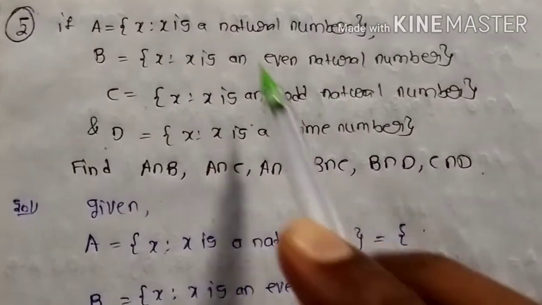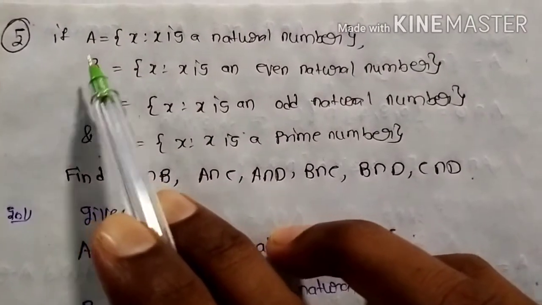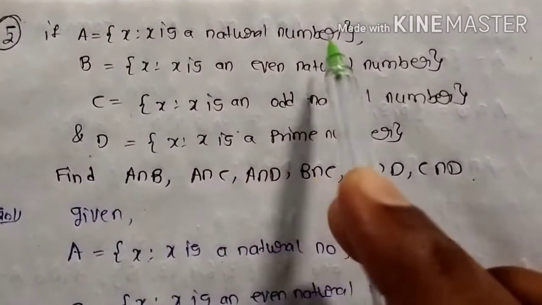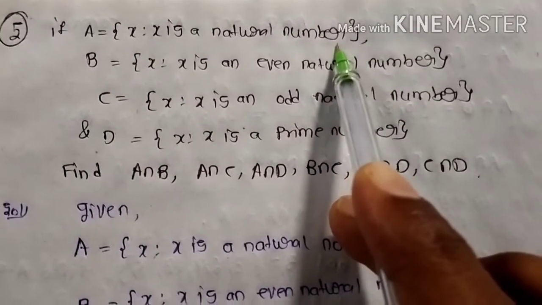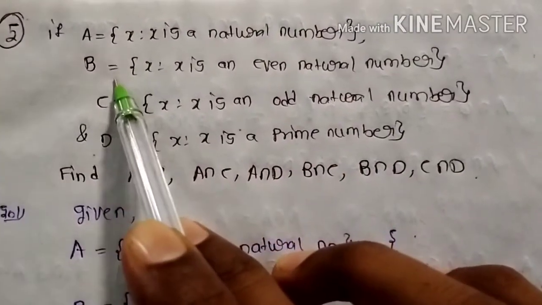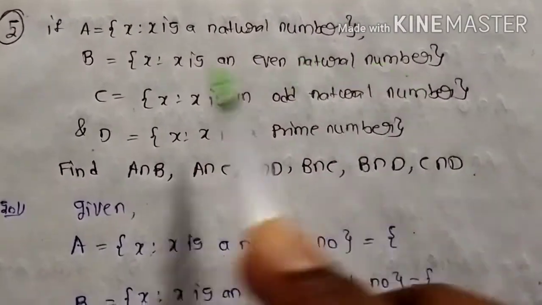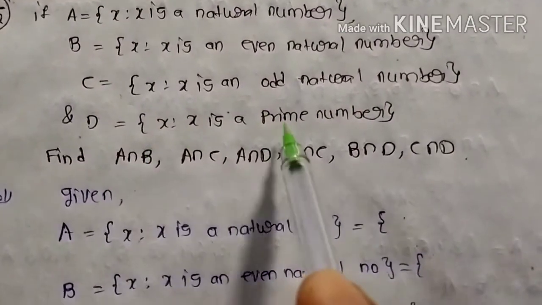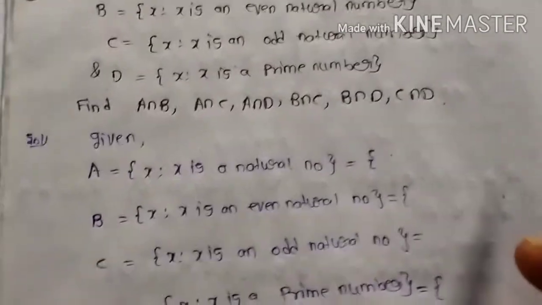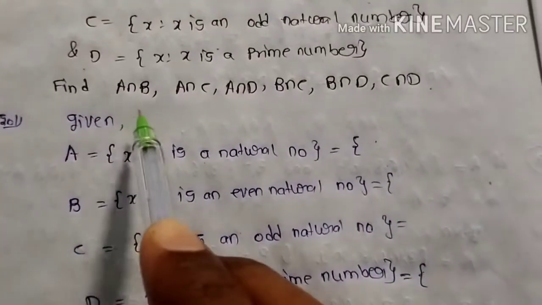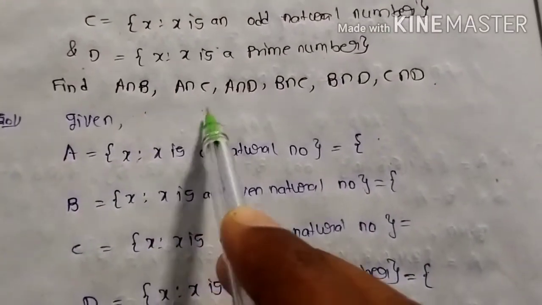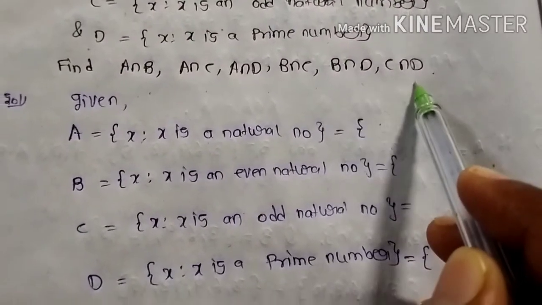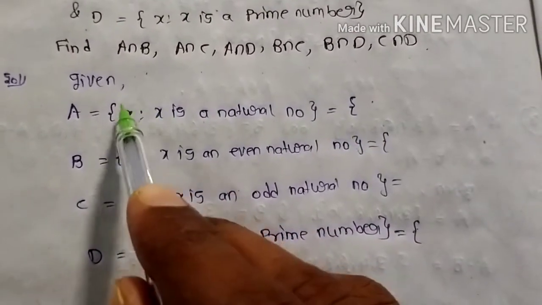Now you can see another question. Fifth one. If A is the set of all x such that x is a natural number, set B is the even natural numbers, set C is the odd natural numbers, and set D is the prime number set, then you need to find A intersection B, A intersection C, A intersection D, B intersection C, B intersection D, C intersection D. First of all, I am writing here what they have given in the question.